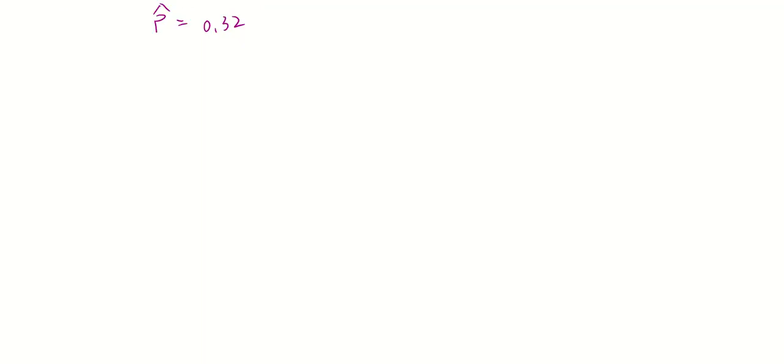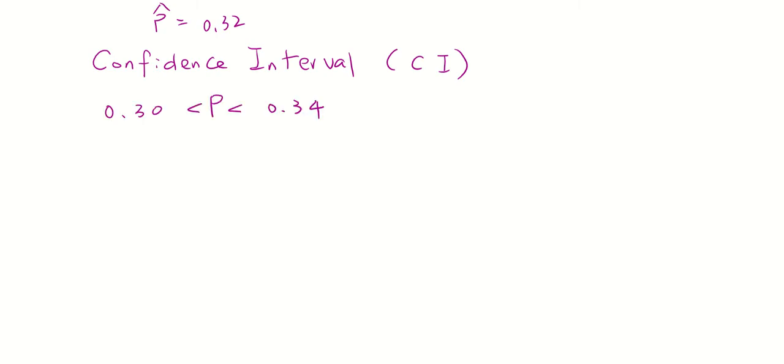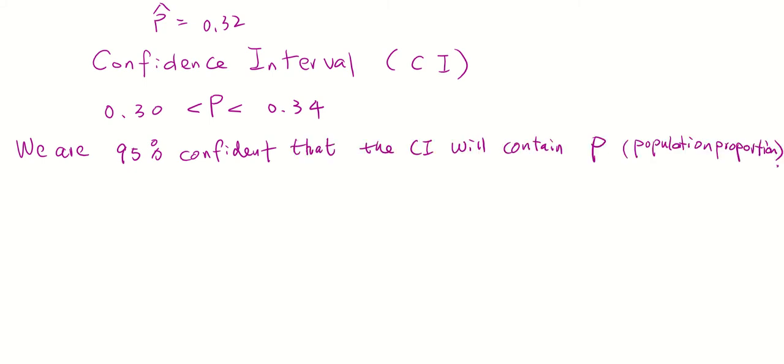Sometimes a single value is not good enough to estimate a population proportion. We need to find an interval that will cover the population proportion. That interval is called a confidence interval, sometimes abbreviated as CI. Using the same example as earlier, say my confidence interval for this population proportion is greater than 0.3 and less than 0.34, and I'm 95% confident that this confidence interval will contain the actual population proportion. This 95% we call the confidence level.